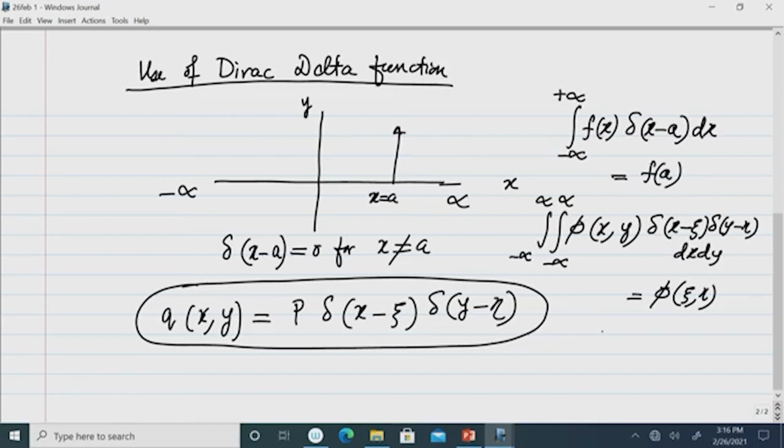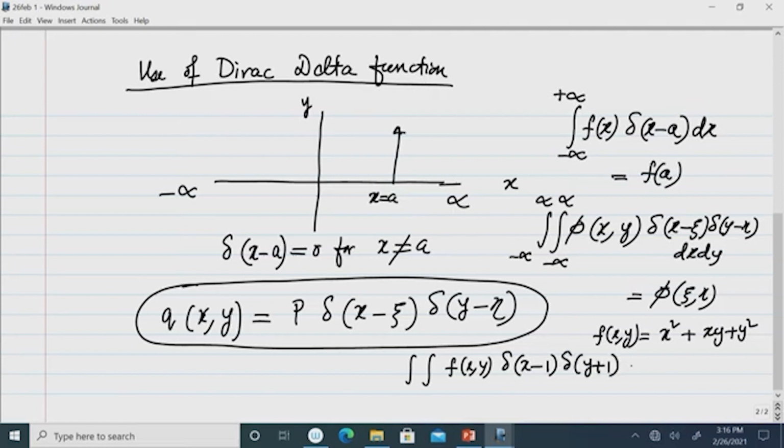So, say a function is defined, f(x, y) equal to x square plus x y plus y square. Now, if I want to integrate this function with a Dirac delta function, say x minus 1 and y plus 1, for example, and limits, you can take any limits, say minus 10 to plus 10, finite or infinite limits, and here again minus 10 to plus 10.